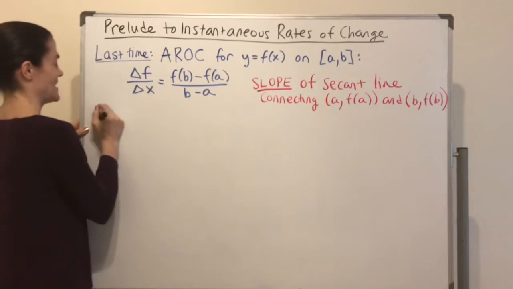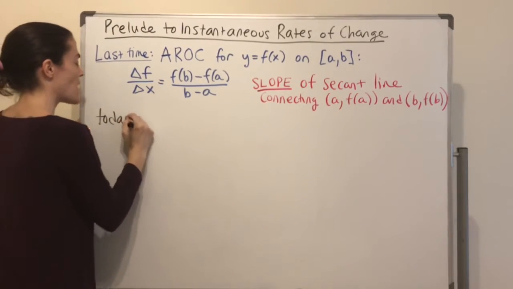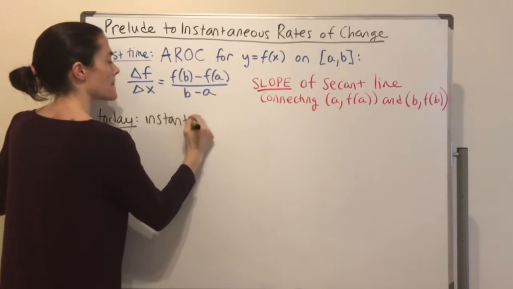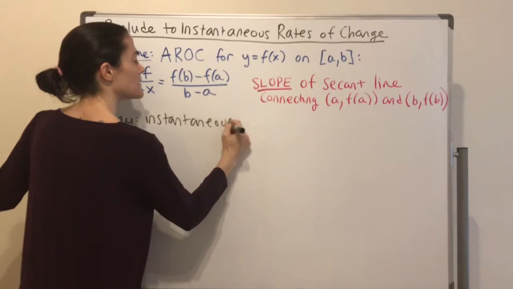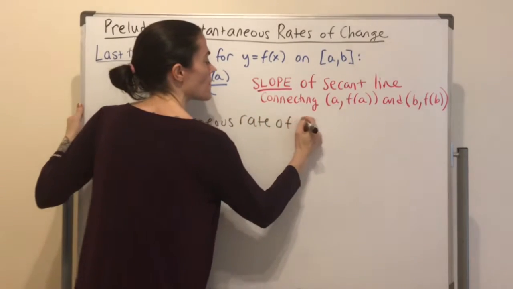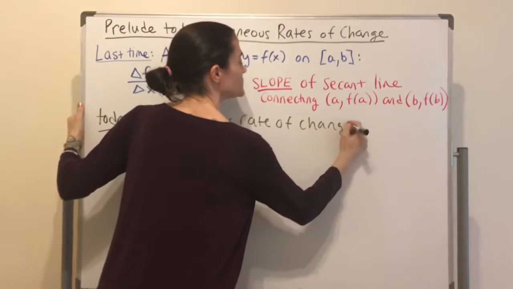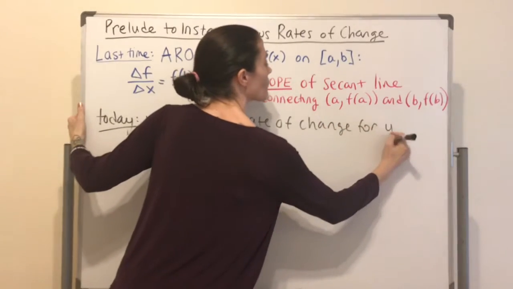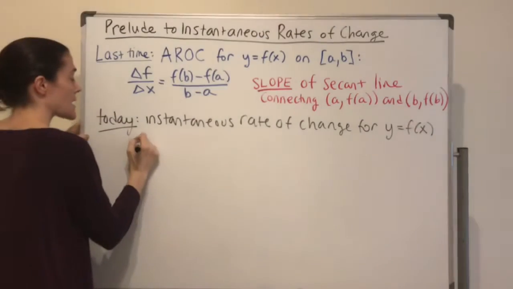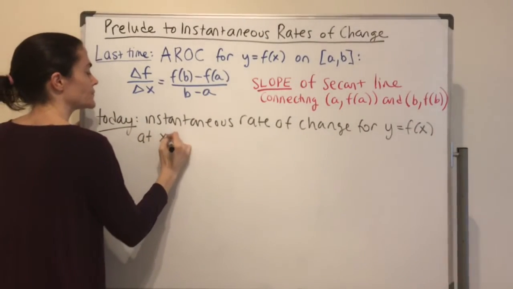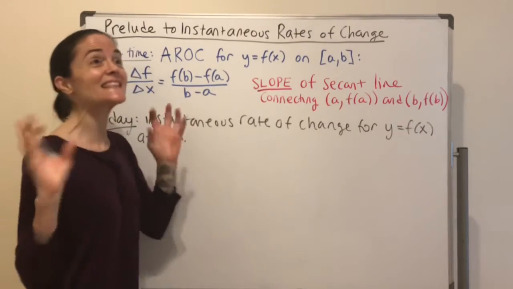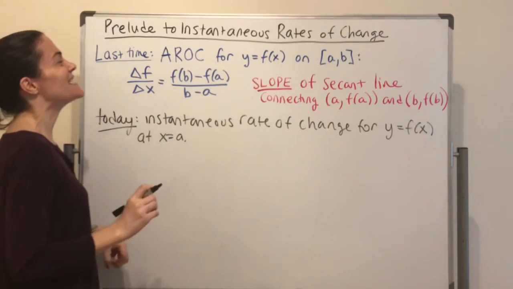So today, what we want is instantaneous rate of change for a function at a specific x value. Okay, this is not over an interval, it's at a specific x value. It's instantaneous rate of change.